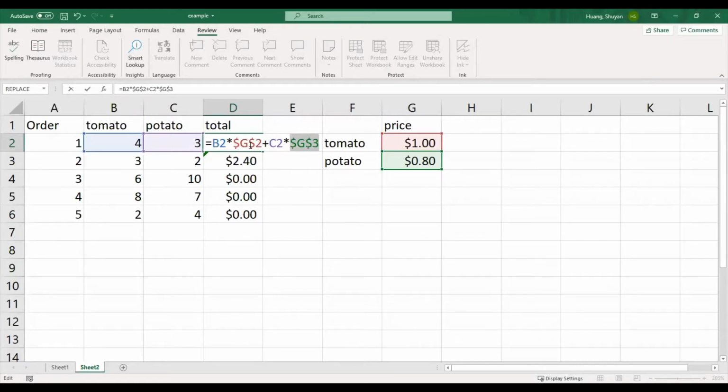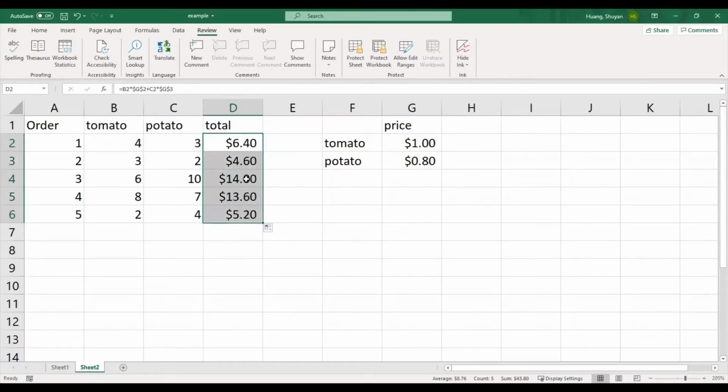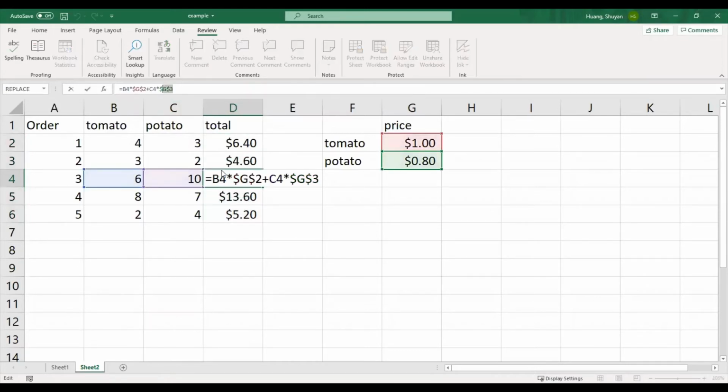Same thing for G3. Then, if I fill down again, the price addresses won't change anymore. So this is so-called absolute address.